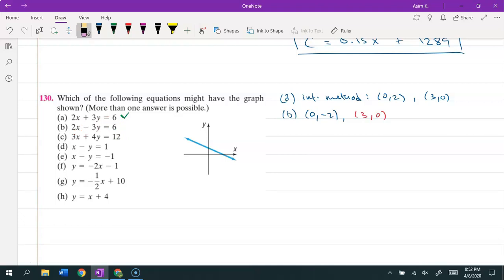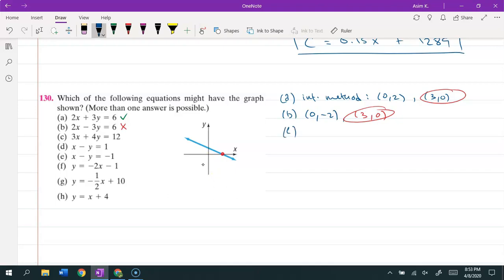Now take a look at the graph and see why that doesn't actually work for us. The reason it won't work is because 3 comma 0 makes sense. In fact, it was present in the last question too. So 3 comma 0 makes sense, but 0 comma negative 2 does not make any sense. This is clearly a positive y-intercept and not a negative y-intercept. And so option B does not work for us, okay? Then let's try option C.